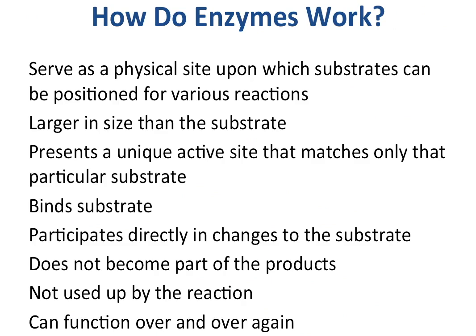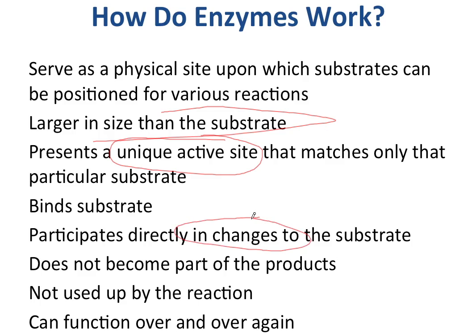So how do enzymes work? Enzymes have specific sites. They have active sites for the substrate to bind. They are larger than the substrate. First of all, the unique active site of the enzyme will bind the substrate, and then the enzyme can change the substrate.